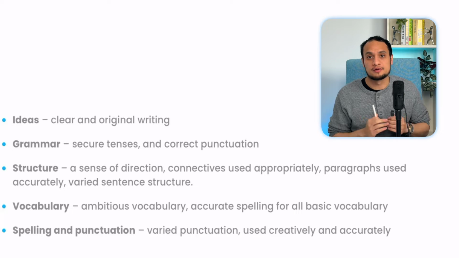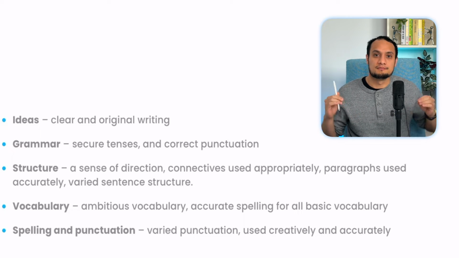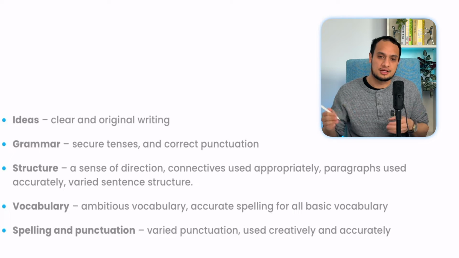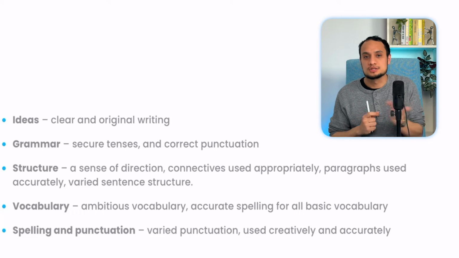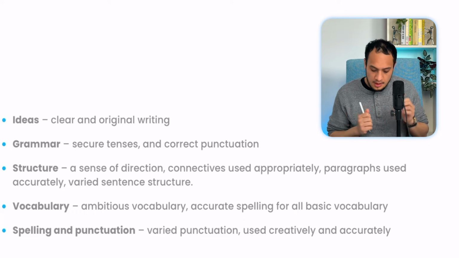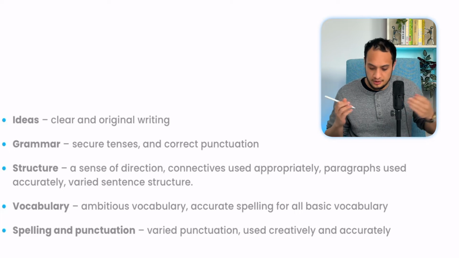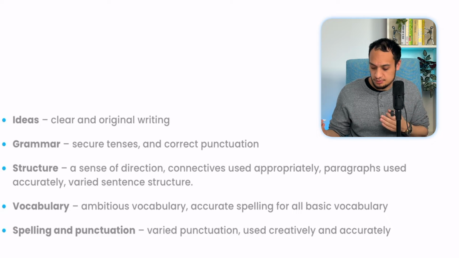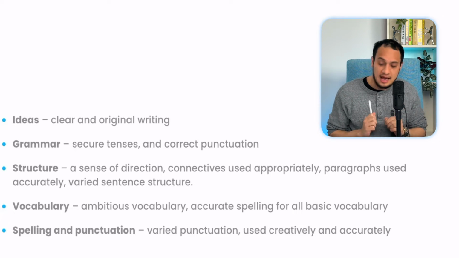So don't be afraid of using some more difficult words, but try to spell most of the easy things correctly, and make sure that you proofread your work carefully and see if there's anything that you can pick out after you've written something, just to catch those little tiny mistakes here and there. And then also you need good spelling and punctuation. So that's kind of connected to vocabulary. So you need varied punctuation, and it needs to be used creatively, whatever that means, and accurately.